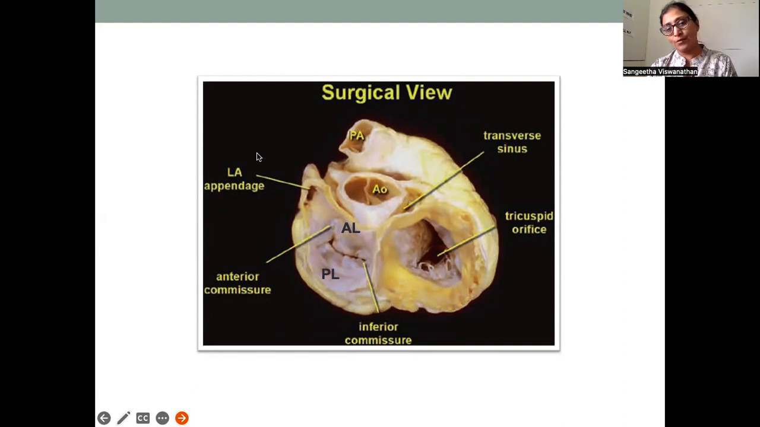Okay, so this is the left of the heart. This is the left atrial appendage. The pulmonary valve will be to the left and anterior of the aorta. The aorta is more or less central, and behind the aorta, you have the mitral valve and the tricuspid valve.